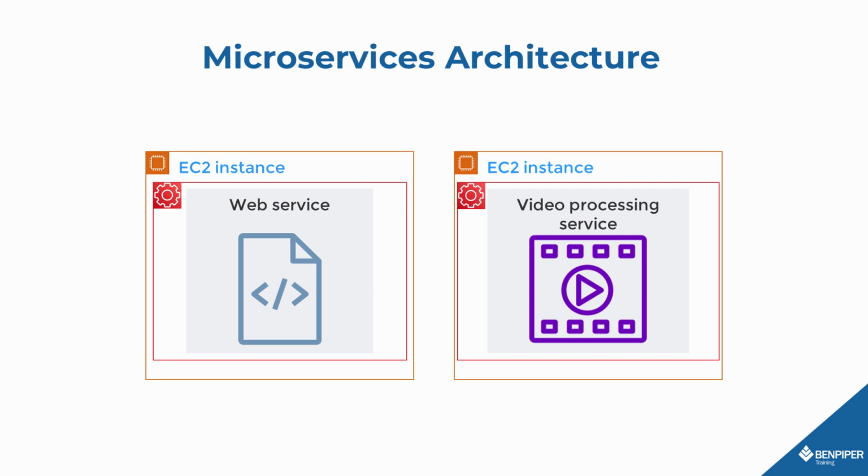But here's how a developer might re-architect the application using loose coupling. Run the web interface on one instance and the video processing on another instance. And what you end up with are essentially two services: a web service and a video processing service. They're separate services running on separate instances.